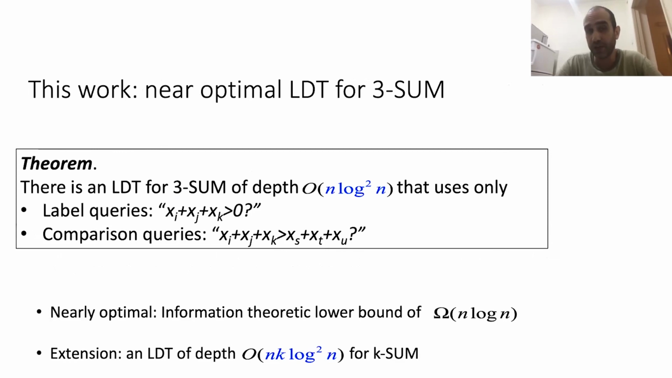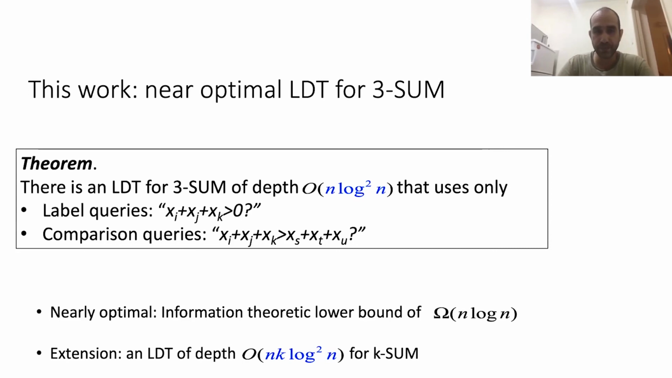And furthermore, you don't really need very crazy linear combinations. You only need label queries: you ask whether xi plus xj plus xk is larger than 0, or comparison queries: you pick two distinct triplets and you ask which one has larger sum. Only these two types of queries already suffice to determine this problem using n log n queries, basically, O tilde of n queries.